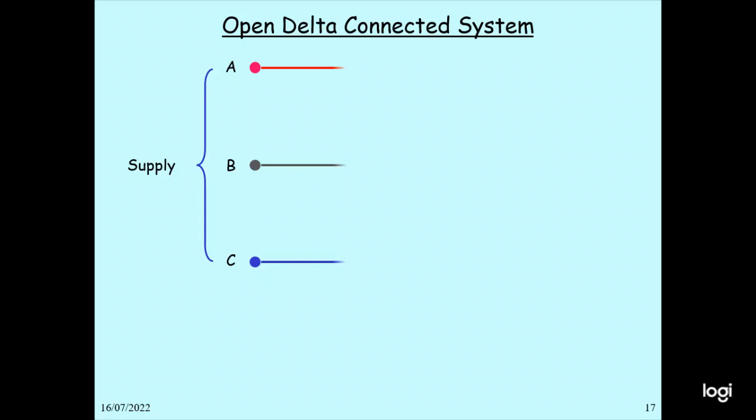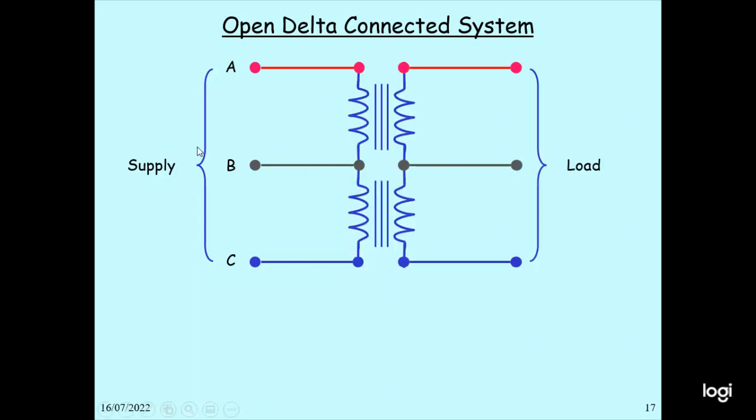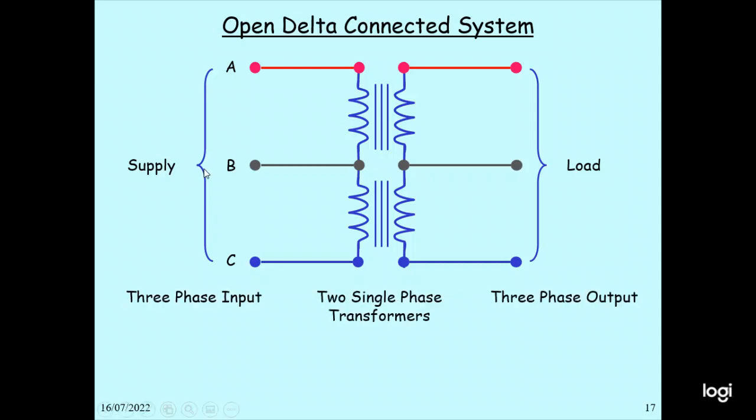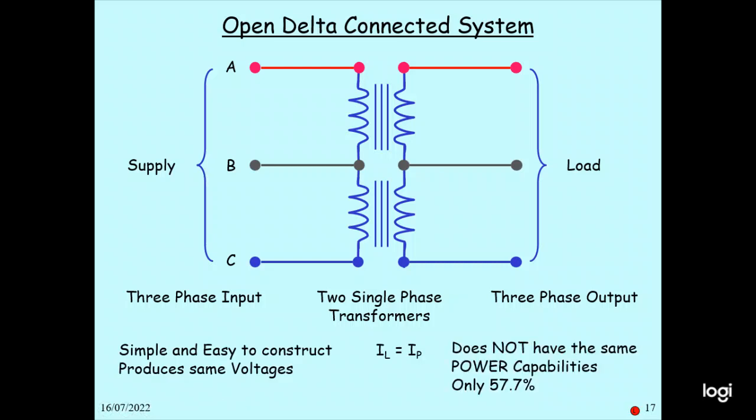The open delta connection. So this is the supply and there is a load connection here. In this case, the three-phase input is given by 2 single-phase transformers with three-phase output. It is simple and easy to construct, with the phase and line voltage. In this case, I line equals I phase. It does not have the same power capability; they only give 57.7%.